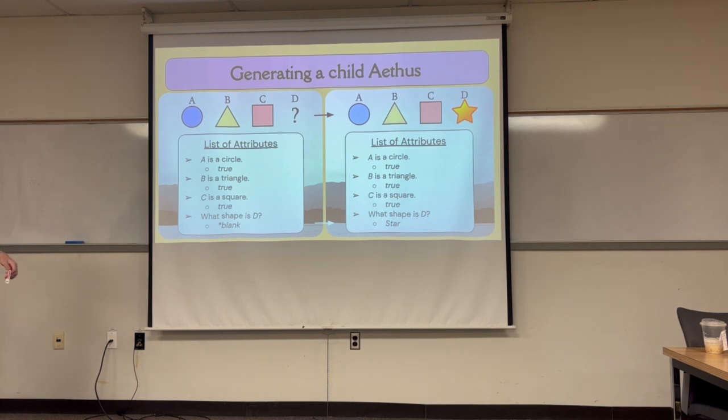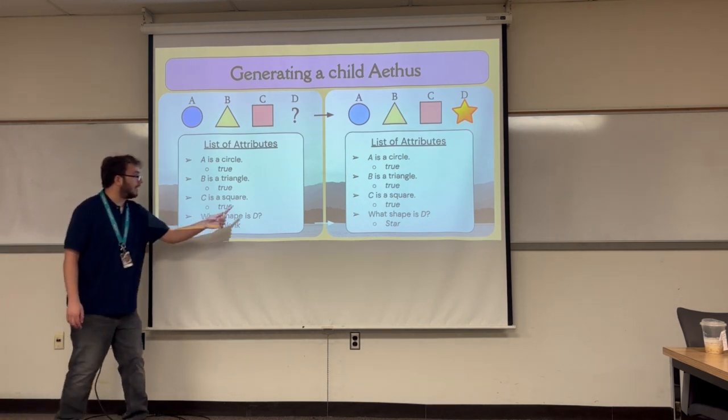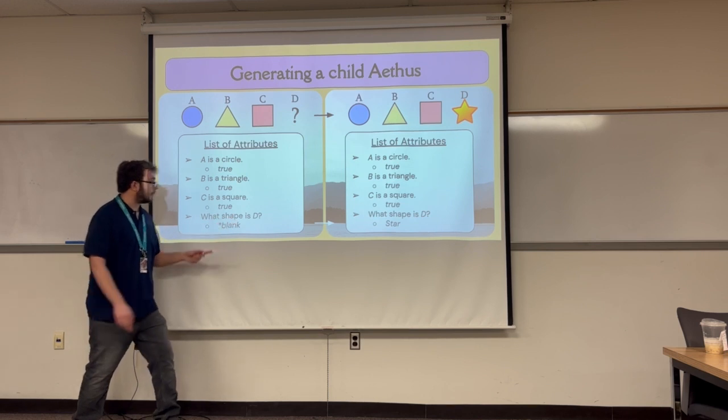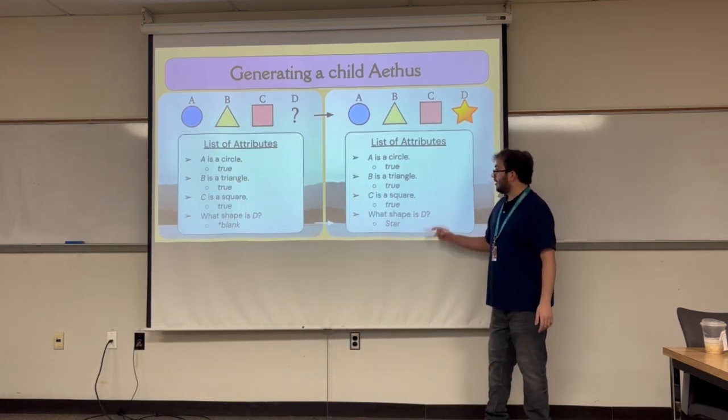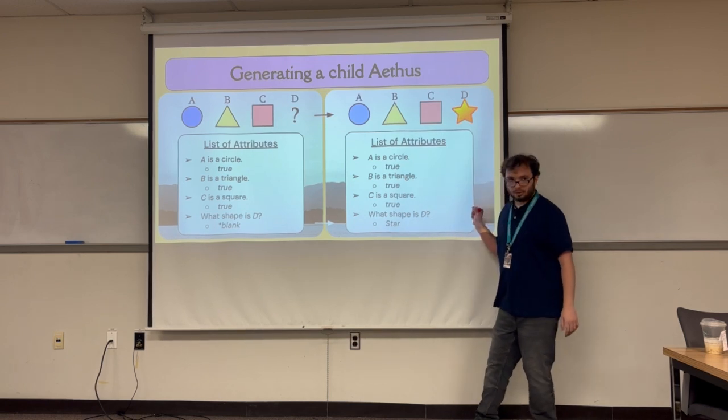Okay, child ethos. Child ethos is you take an ethos and you stick in a new attribute. So here, what shape is D is blank. Here we said it's a star. So that's a child ethos. Parent ethos is you go the other way. You pull out an attribute. That's just some vocab.